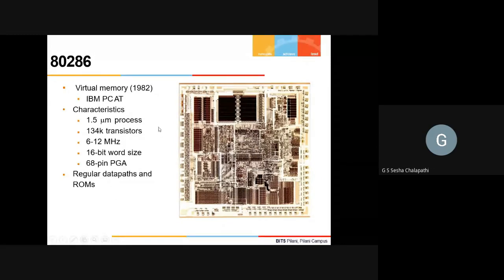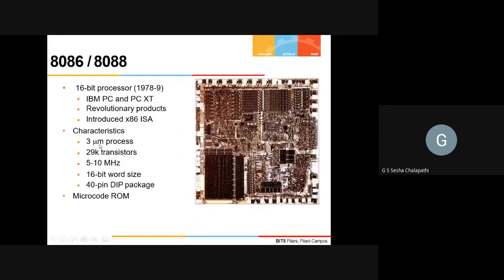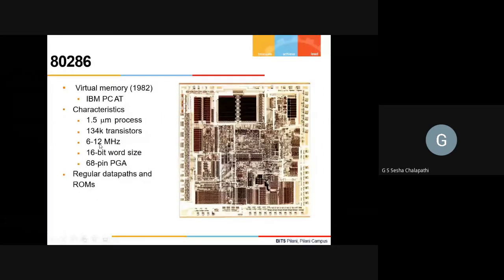80286 was in 1982, with a 1.5 micrometer process compared to the 3 micrometer process. It halved now. And 6 to 12 megahertz, a slight increase in the clock speed. However, it is a 68-pin programmable gate array, PGA, and it had regular data paths and ROMs. You are familiar with what is meant by a data path after you have done the digital design course.